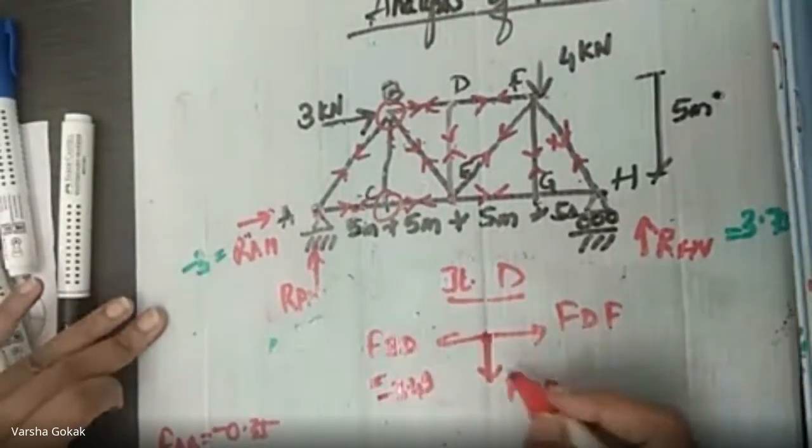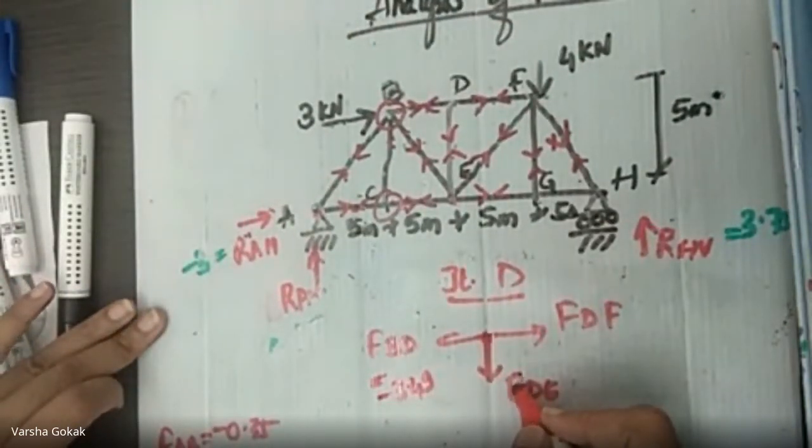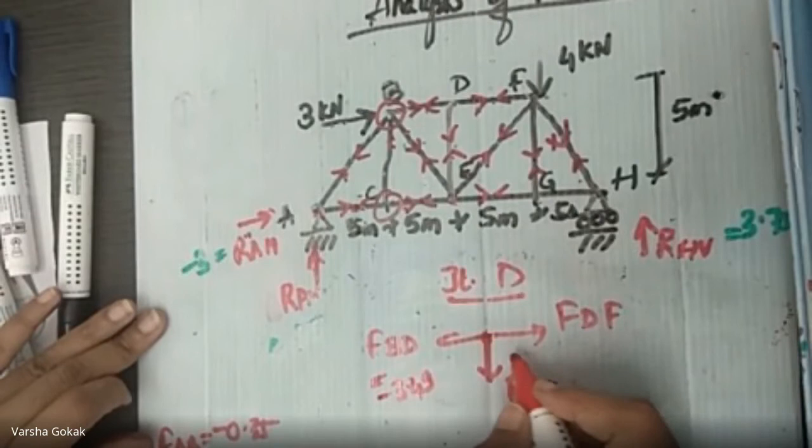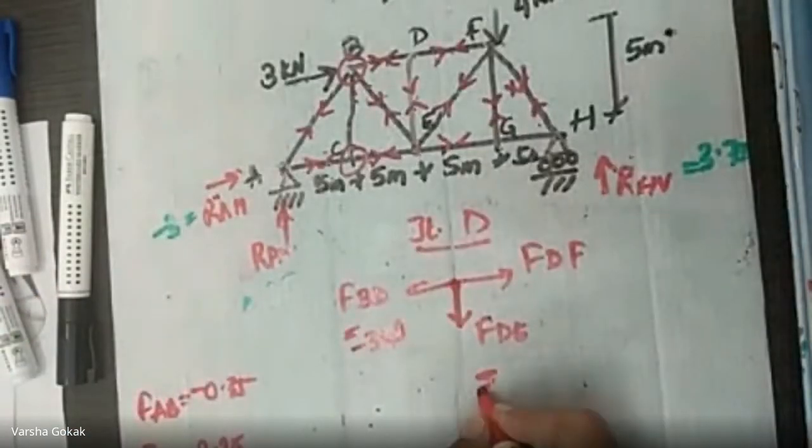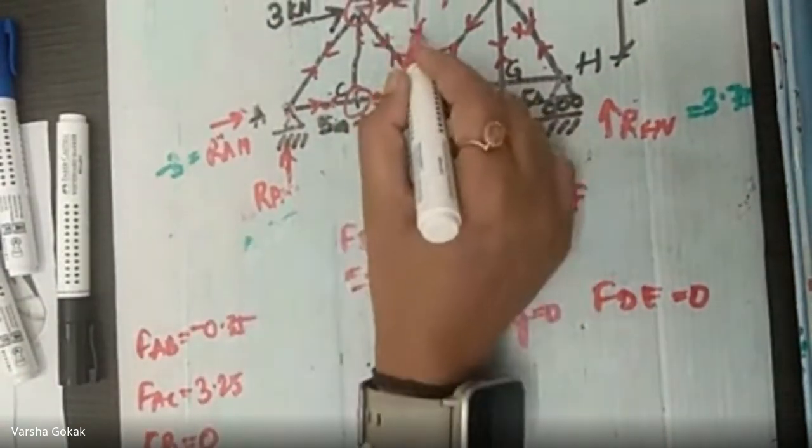These two, FDE we have? No. D we do not have. So now here I take summation Fy equal to 0 first, from where I get FDE is equal to 0. Okay. So DE is equal to 0. This is also a 0 member. This was also a 0 member force.